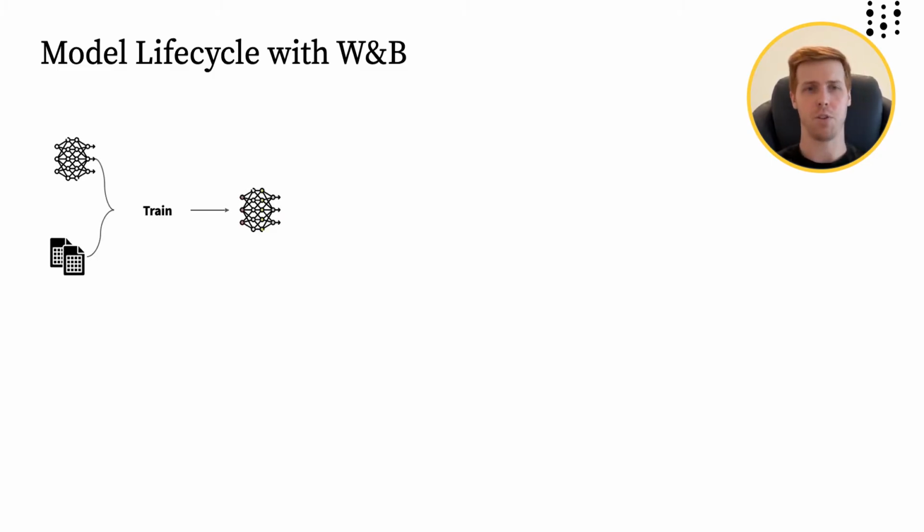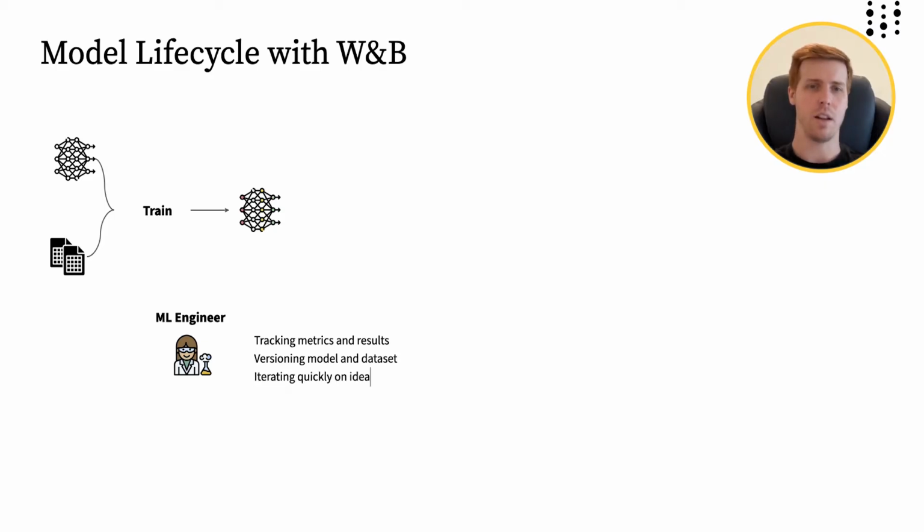First, we have model training, where an ML engineer will take a model off the shelf and train it according to their needs. This requires that they track their metrics and results, version their model checkpoints and datasets, as they continue to iterate as quickly as possible on different modeling approaches to see what works the best. After training a model, the ML engineer then needs to evaluate it to ensure that it's going to perform well in production.